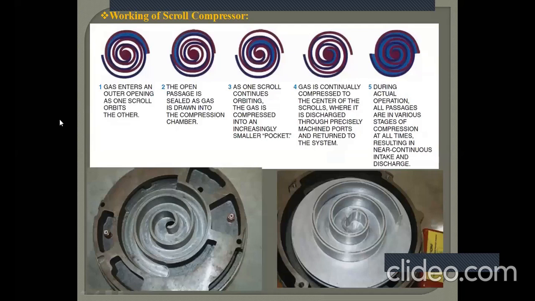Now the working of this scroll compressor. At the bottom of the slide, you can observe two scrolls. The first scroll is the fixed type, and the second scroll is the rotating one. The fixed scroll is always fixed, and the second one rotates with the help of a motor. In the first step, gas enters at the outer opening, which is shown in blue.